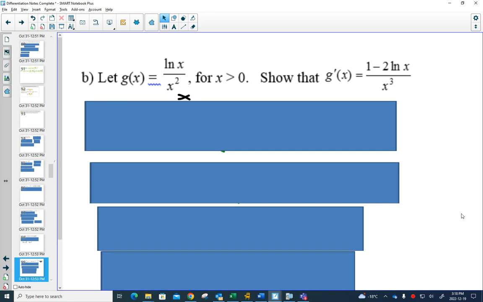Now, the IB question has something like proofs. You know how you get proofs in identities? They do their proofs like this. They say, here's some information, show that, and then they give you the answer. So you need to start from the natural log over x squared and then use what you know about derivatives and simplifying to simplify it so that in the end the derivative looks like that.